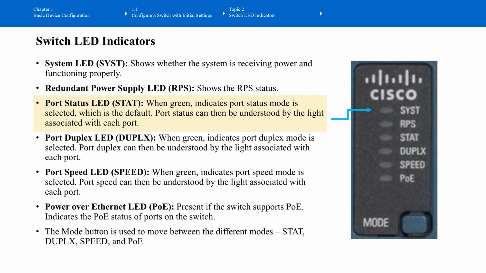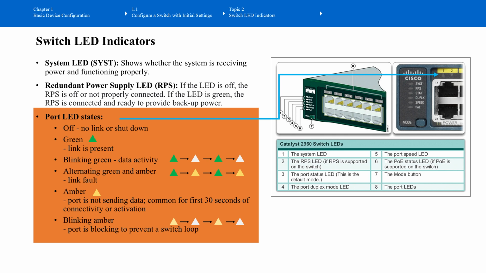The port LED states: if it's off, there is no link or the port is in shutdown mode. If it's green, that means the link is present. If it's blinking green, the pattern is green, then after a few seconds off, then green and off, that means there's data activity. The data is transmitting. If it's alternating green and amber, that means there is a link fault.